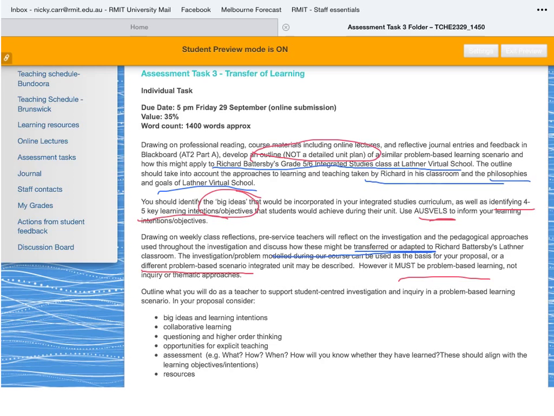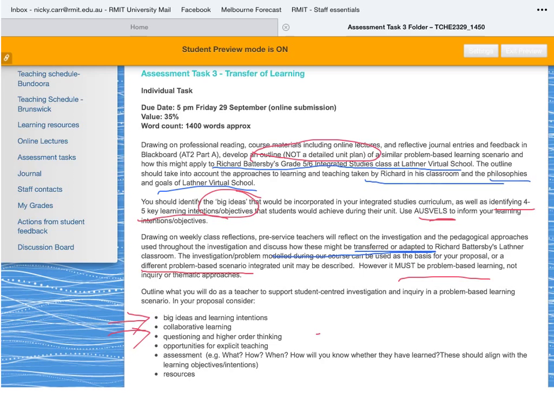In your proposal to Richard, might be a letter, might be a report, consider the following things. As I've said, what are your big ideas and learning intentions? How will you approach the ideas of collaborative learning in your proposal? If you put students into groups, how will you group them? Why? Always remember throughout your proposal, you need to be justifying why you've made these particular choices.